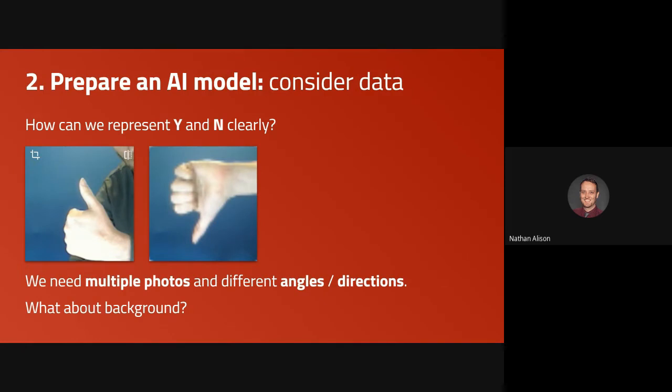We're going to need multiple photos. Carsten was explaining that unless you have quite a bit of data, it can be unreliable and biased. So we're going to collect multiple photos with different angles and directions of my hand. And we also have to consider the background. Is it going to be blue all the time? You know, I happen to be in front of a nice blue screen, but is it going to be blue all the time?